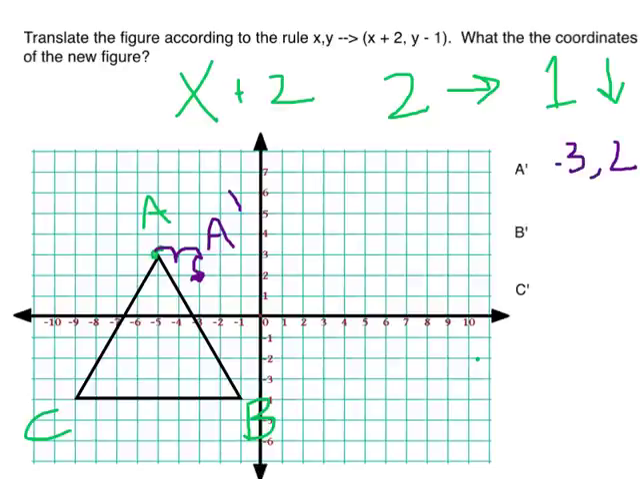Let's do this for B. I'm going to put my pen on that vertex, that point of B, and I'm going to move 2 steps to the right and 1 step down and drop it off. This is B prime, and that's at point (1, -5). The last one, put my pen on C. I'm going to move 2 steps to the right and 1 step down. That's at (-7, -5). Let's do another one.